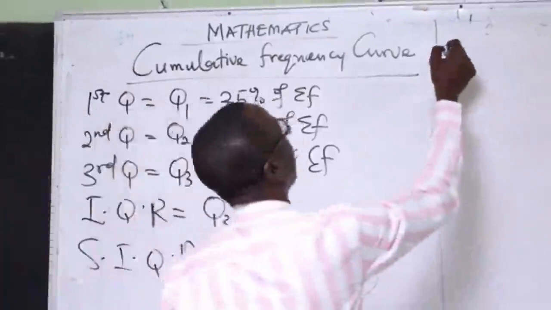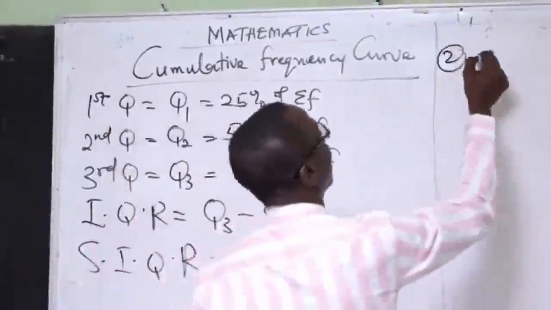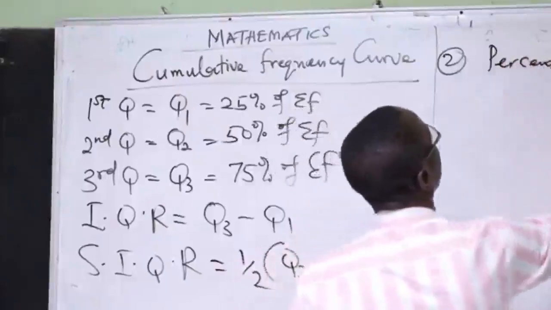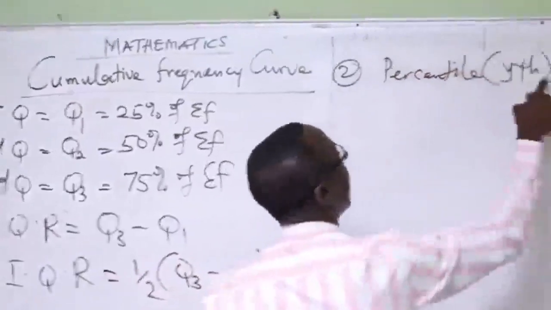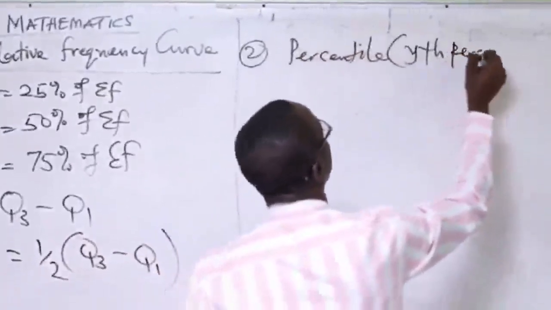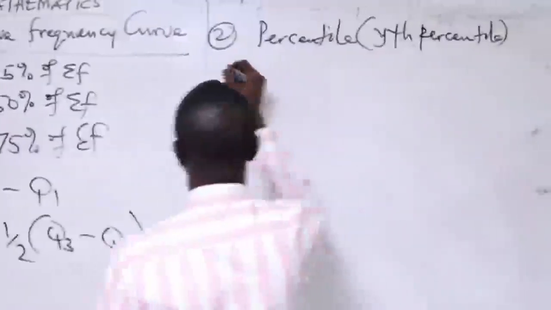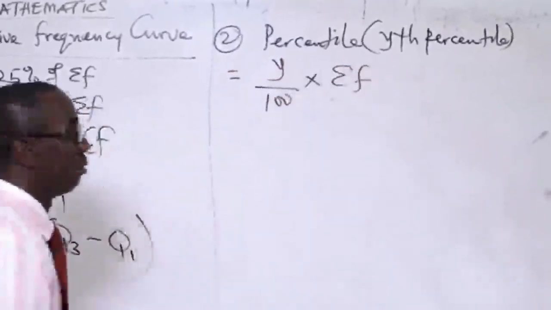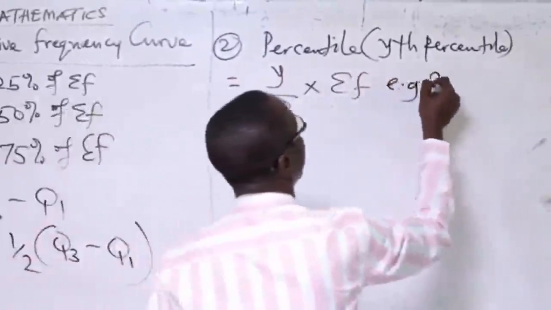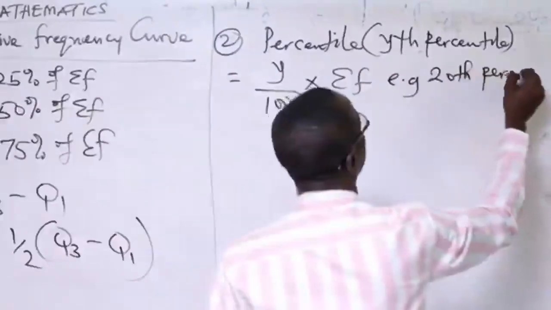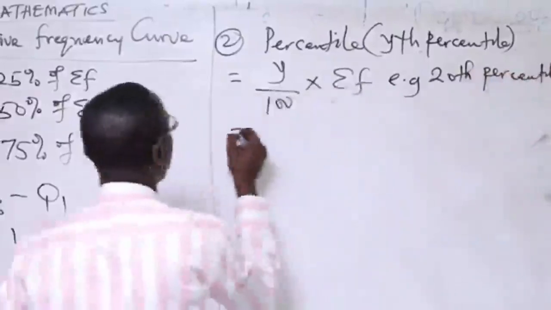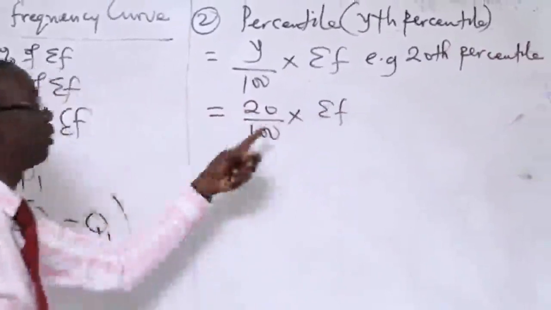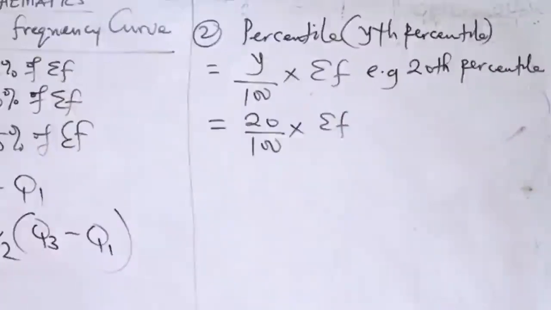Information on percentile. You know that for percentile, if I ask you for the Yth percentile, it is the same thing as Y over 100 times summation F. That is, the 20th percentile should be 20 over 100 times summation F. Obviously, the value that corresponds to this is what we are talking about.